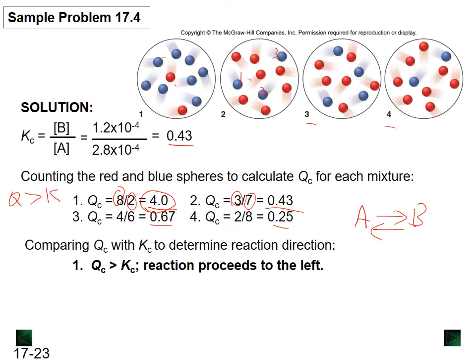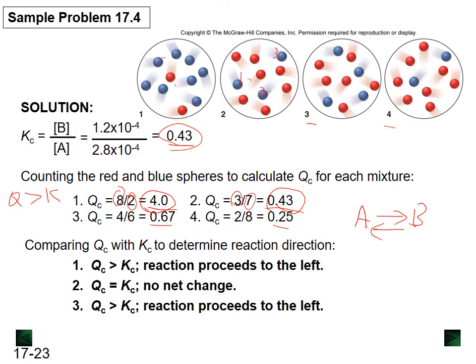Similarly, in scene 2, Qc is exactly the same as Kc. So the reaction is at equilibrium, no net change. Number 3, Qc is 0.67, again greater than 0.43. So similar to number 1, the reaction proceeds to the left side, reverse reaction. The last one is 0.25, which is smaller. So if Q is small, that means the reaction must proceed forward, go to the right side, so that it will increase product and increase Q, eventually becoming K.